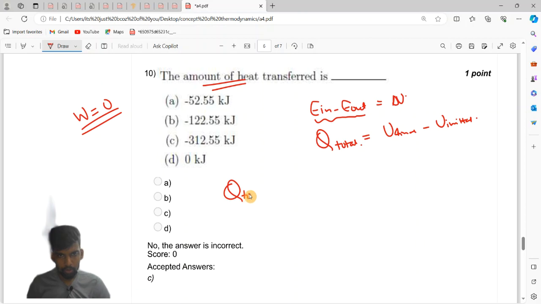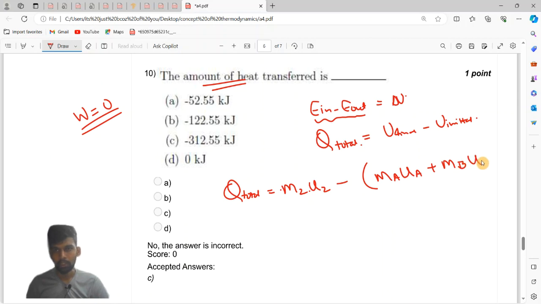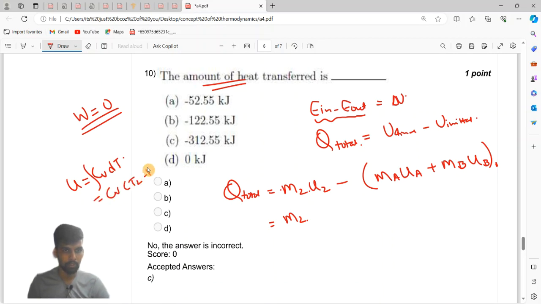So Q total: U final is mass at state 2 times internal energy at state 2, minus the initial, which is the mass in tank A at state 1 times its internal energy at state 1, plus the mass in tank B times its internal energy at state 1. Everything here, this is at state 2 and this is at state 1. For an ideal gas, U can be written as the integral of Cv dT. For a calorifically perfect gas we can write it as Cv (T2 minus T1).